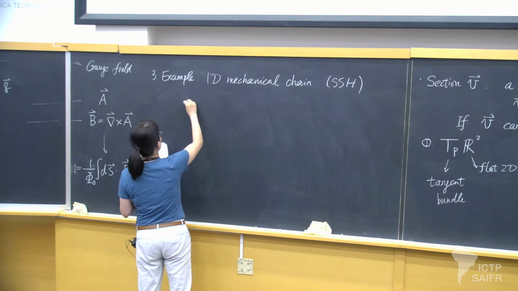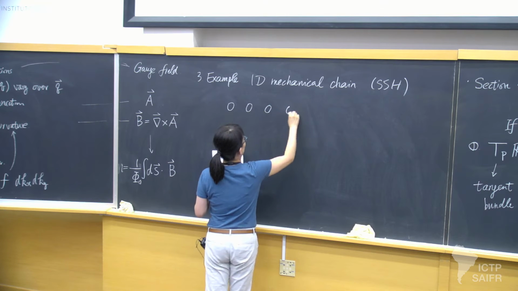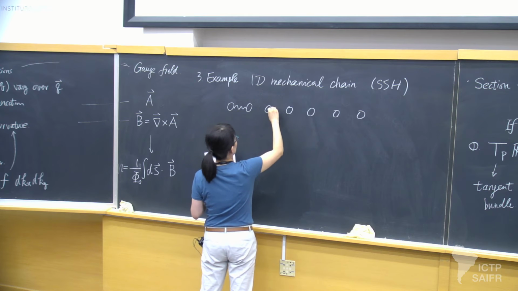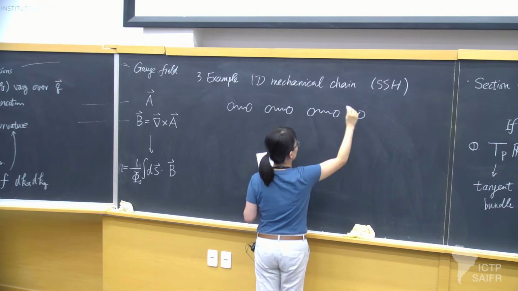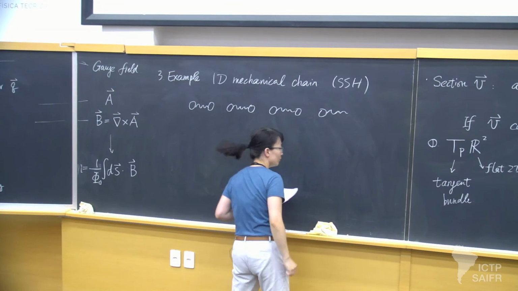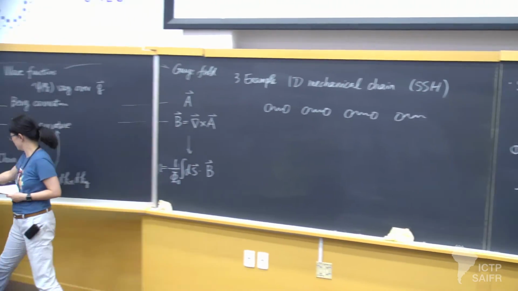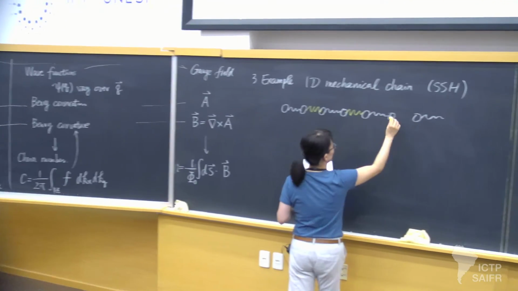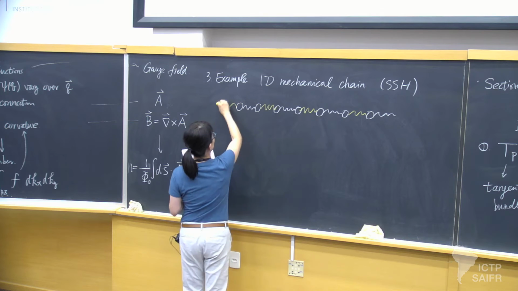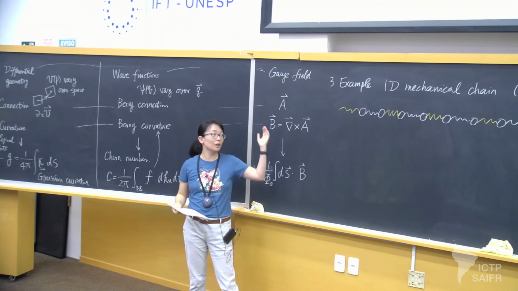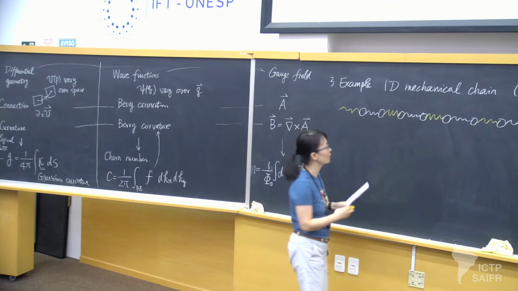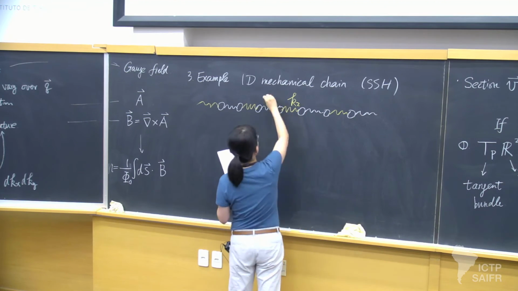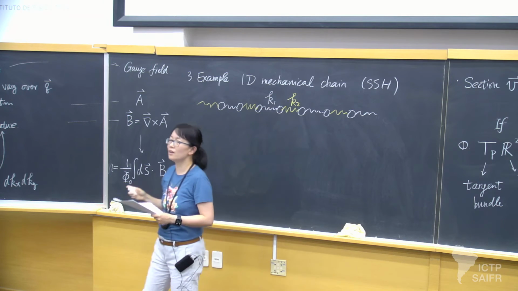So this is a particularly simple case. I bet you have all seen this model before in solid state. So I just have a simple 1D mechanical chain, and there are 2 types of springs. I have the yellow one I call K2, and the white one I call K1, okay?